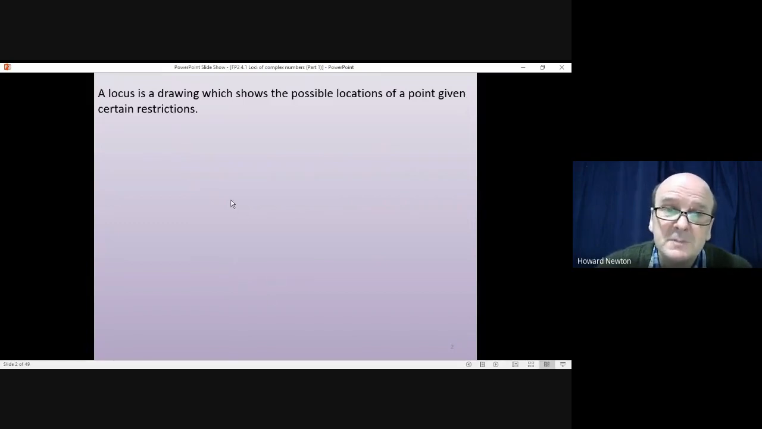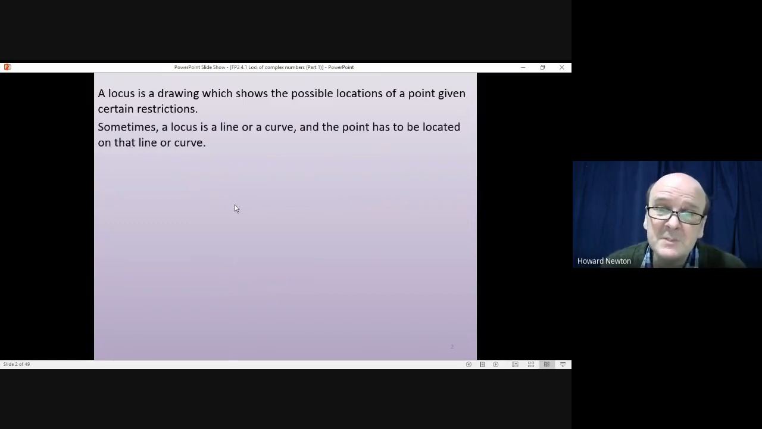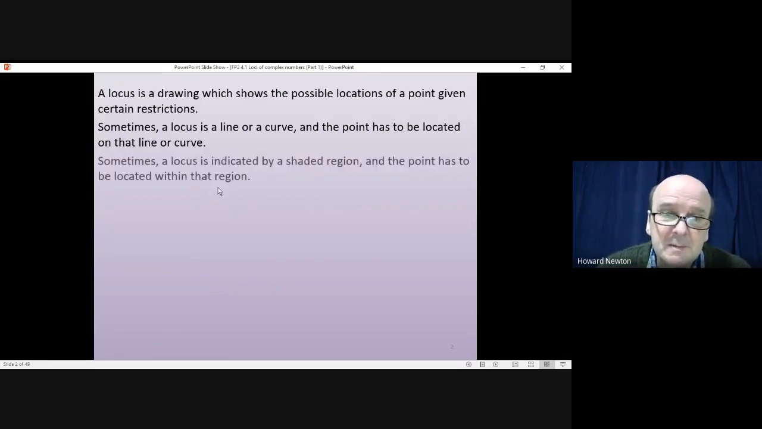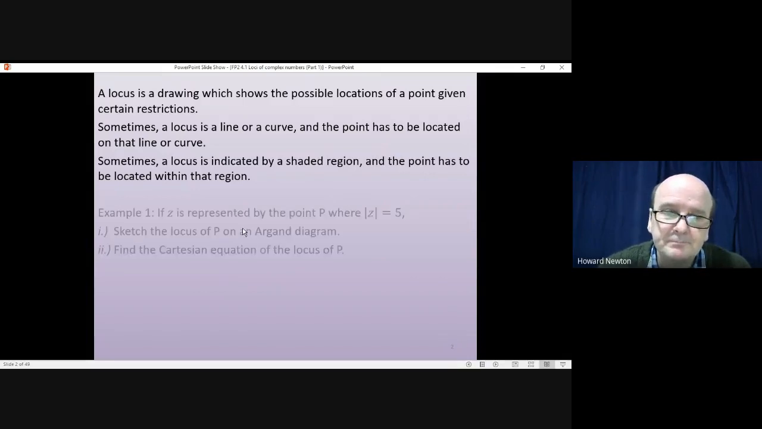And there are two possibilities. Sometimes a locus is a line or a curve, and the point has to be located somewhere on that line or curve. The other possibility is that a locus is indicated by a shaded region, and in that instance, the point has to be located somewhere within that region.